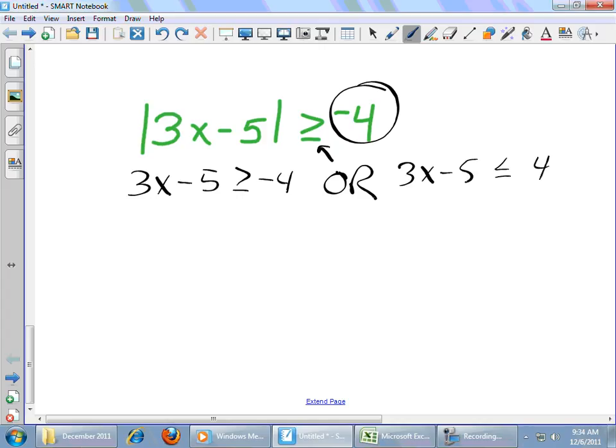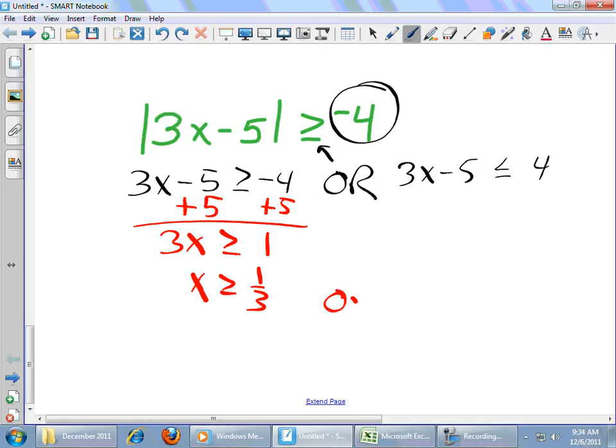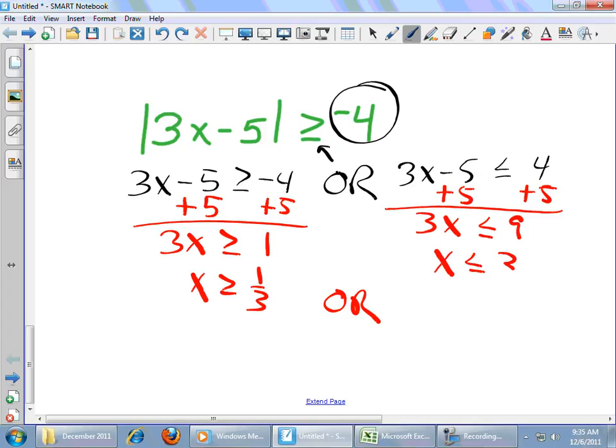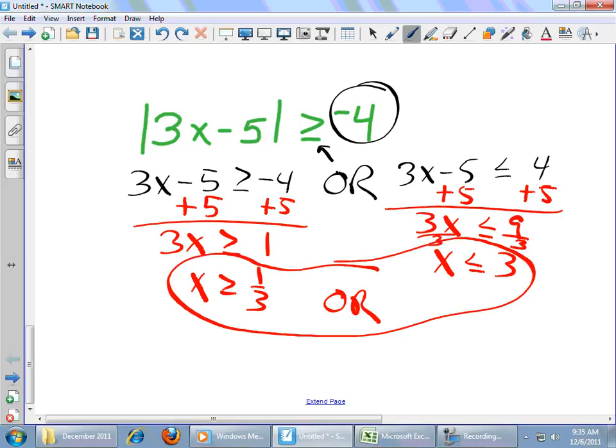All right. Oh, excuse me. So, solving both parts, I'll add 5. 3x is greater than or equal to 1. X is greater than or equal to 1/3. Or, I'll add 5 here and here. 3x will be less than or equal to 9. X will be less than or equal to 3, if I divide by 3, right? Okay, there is my algebraic solution.